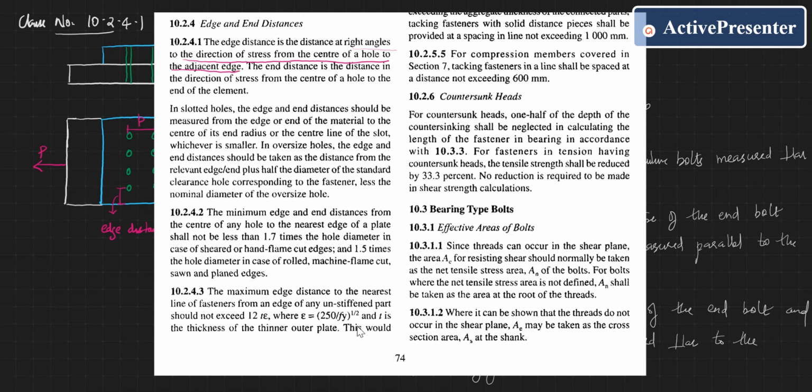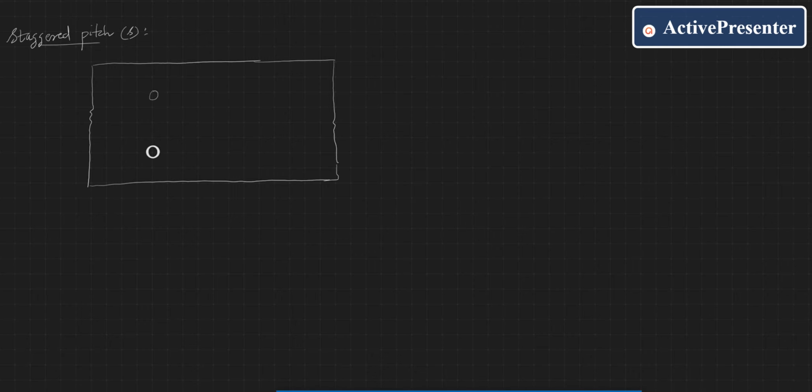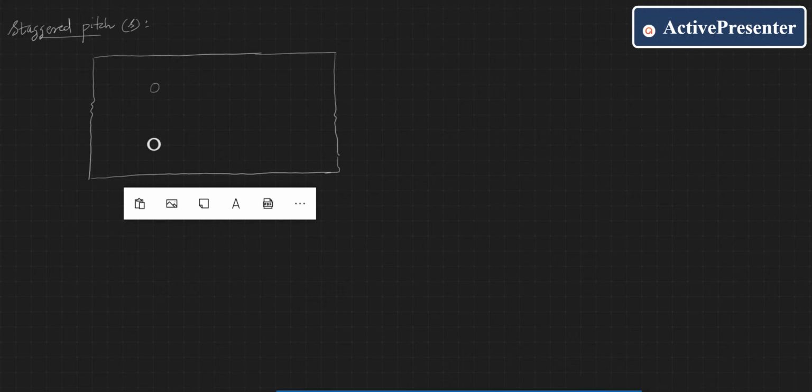You can see in clause number 10.2.4. I'm having a plate like this, and the bolting arrangement I'm making like this. I have one bolt here, another bolt here, another here, another here, and another bolt here. Then parallel to the direction of the force, if two consecutive bolts are not in the same line, then it is called as staggered bolting.